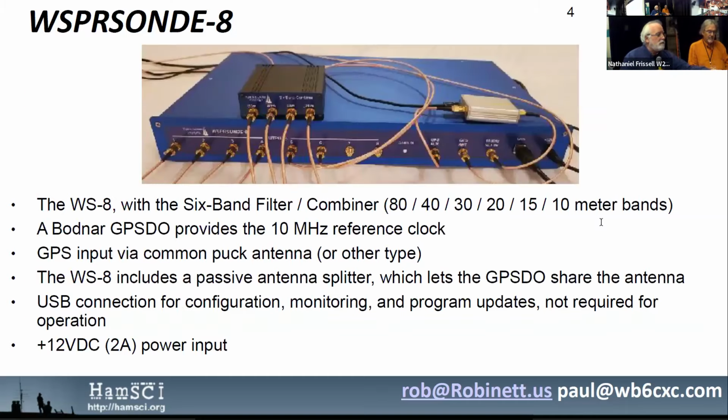Anything else? Okay, here's a picture of the WSPR Sound 8. 8 channels. It's really pretty simple inside. It requires a GPS antenna input, but it also requires a 10 megahertz reference, typically from a Bodnar or something like that. Use the GPS for basically frame time synchronization and for latitude and longitude, because I recalculate the transmitted grid square.